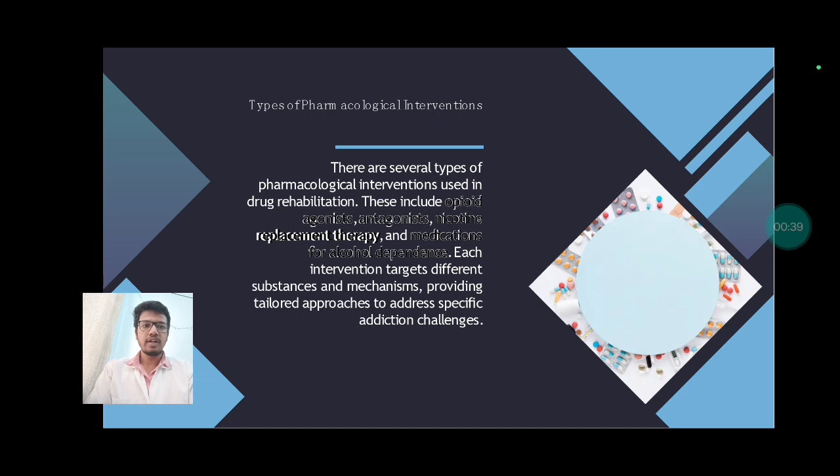Types of pharmacological interventions. There are several types of pharmacological interventions used in drug rehabilitation. These include opioid agonist, antagonist, nicotine replacement therapy, and medications for alcohol dependence. Each intervention targets different substances and mechanisms, providing tailored approaches to address specific addiction challenges.